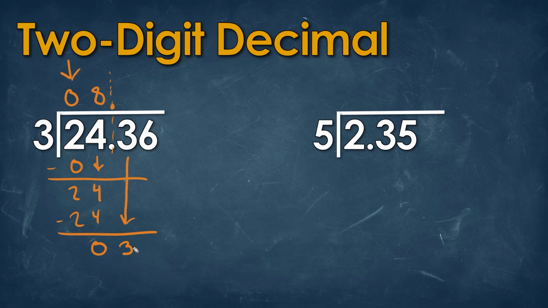How many times does 3 go into 3? That's 1 time. We get a 3 here. And then we get a 0. We drop down our 6. If we do that, we get 6. How many times does 3 go into 6? That's 2 times. So our answer is 8.12.